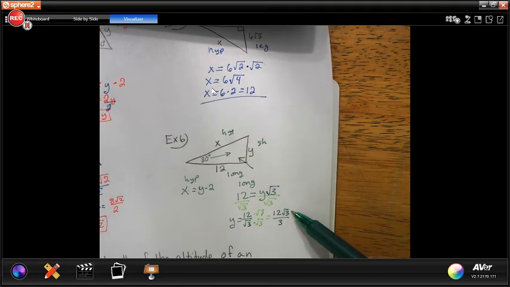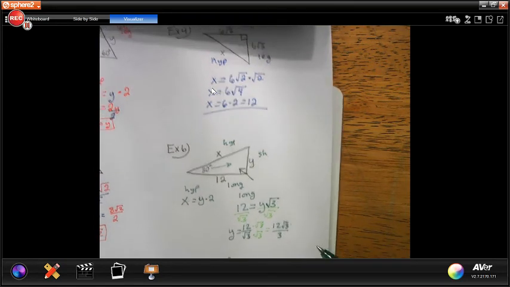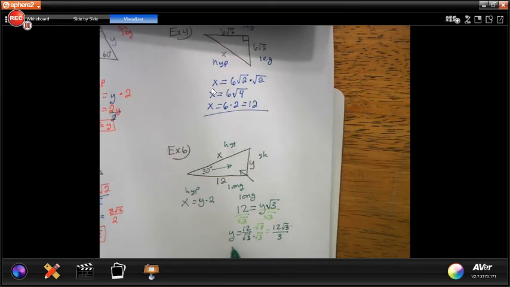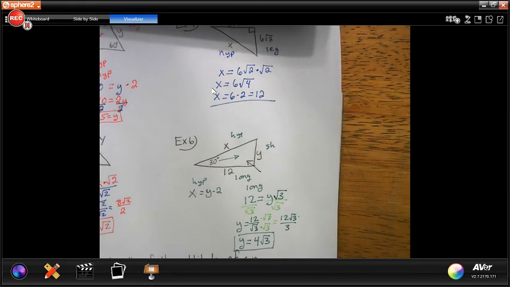So the radical moves upstairs, becomes whole downstairs. But 12 and 3, they can reduce. The radical 3 can't reduce by 3 because this is a radical and this is whole, and you can't reduce a radical with a whole. So we get 4 radical 3 as y. I had to find y first. Make sure to put that in the y box when you answer the question. If you find y first, put it in the correct spot.